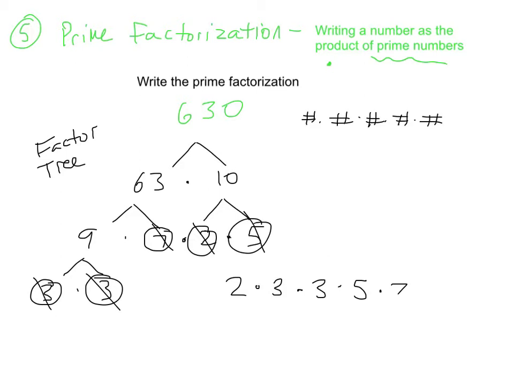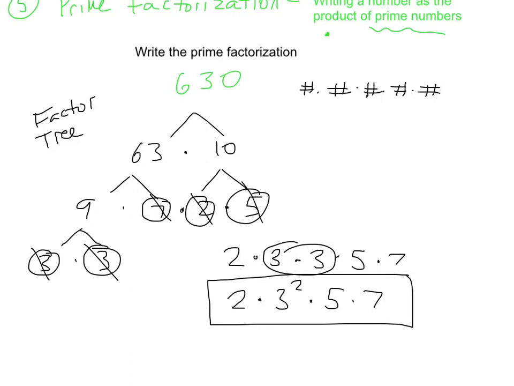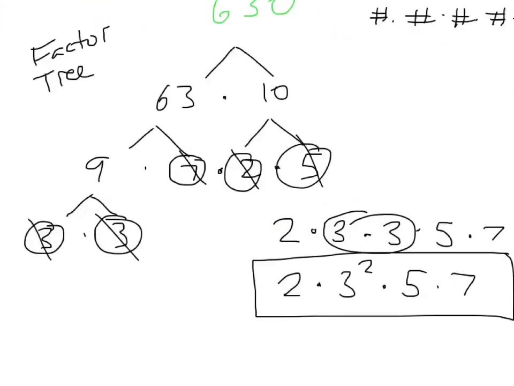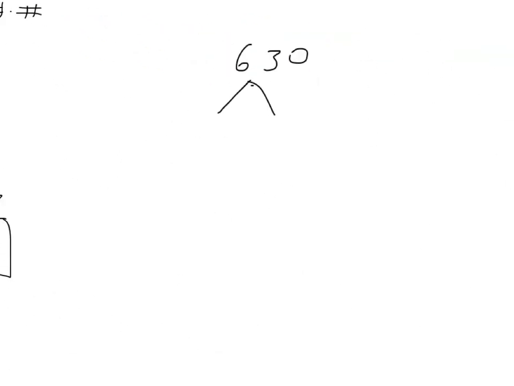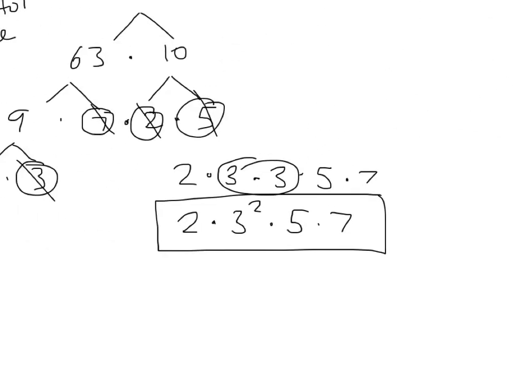Now, I can also rewrite this, and probably it's better to rewrite this as 2 times, instead of 3 times 3, I'm going to rewrite that as 3 squared times 5 times 7, and I would call that done. And there you go. That's how you write the prime factorization of 630. Now, it is possible for me to do this a different way, but I would also get the same answer. If I was going to write the prime factorization of 630 a different way, I could start out by saying, instead of doing 63 times 10, why don't we do 30 times 21? And I could break that up and break that up, but at the end of the day, I would get the same answer as I did there, and either way is fine.